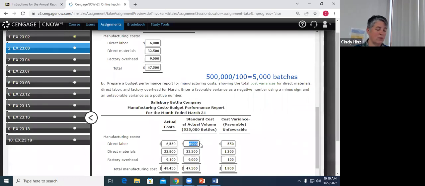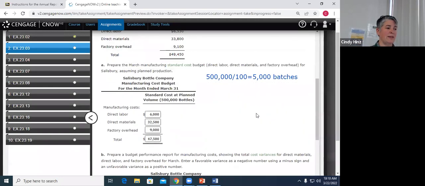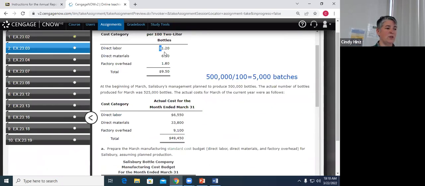And so as I said, those are not the correct numbers for this exercise. I'm going to take those out, but I just wanted you to see what that would look like. And what we need to do now is recalculate a flexible budget based on these unit costs that we had here, but the actual number of batches that we produced.